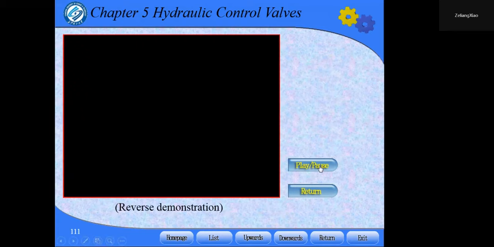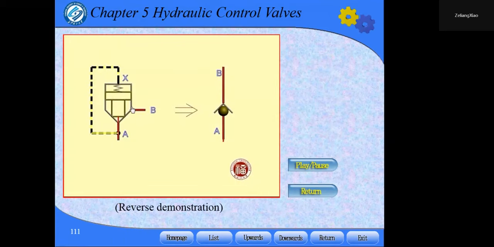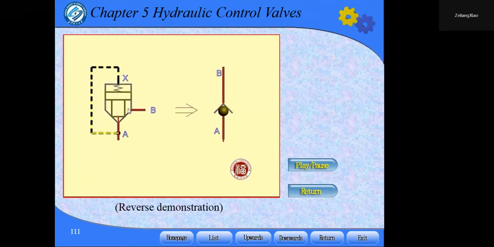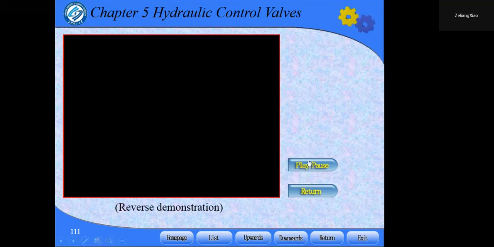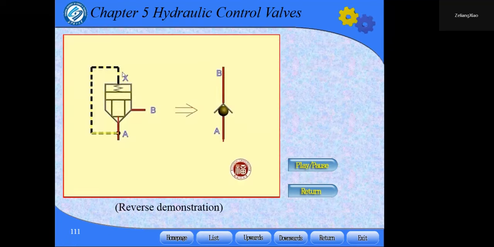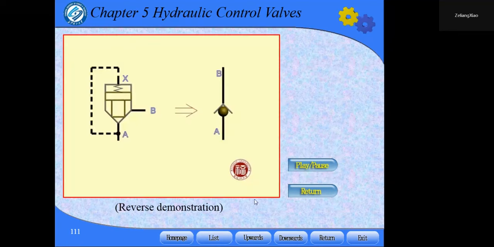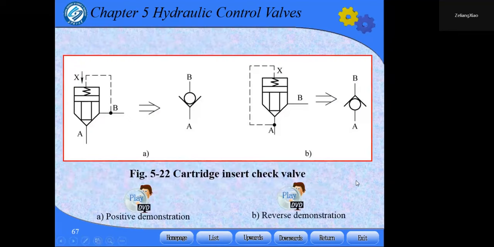So in the last picture, A port is the inlet port and B port is the outlet port. But in this direction, B port is the inlet port and the oil can go into the inlet port and push the piston and the spring compressed. Then it goes through the A port and go back to the X port, which is the control port. So this is reverse.